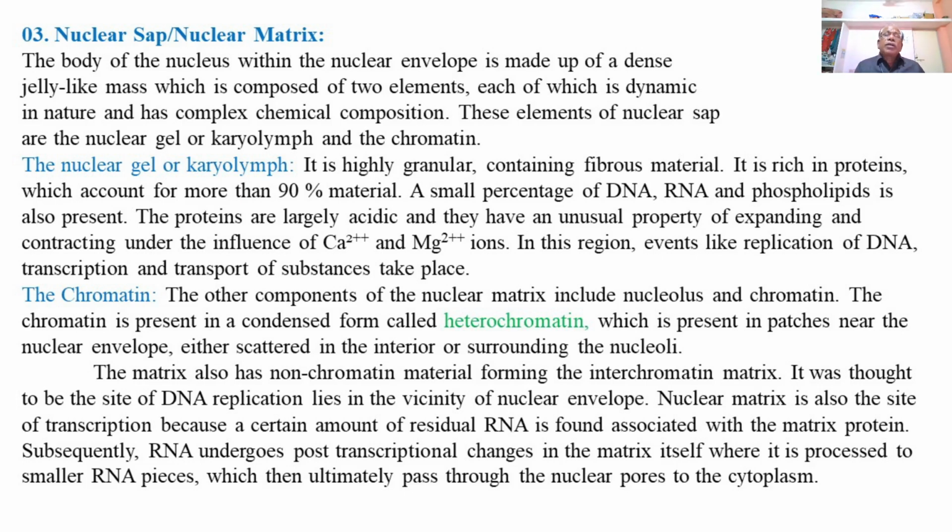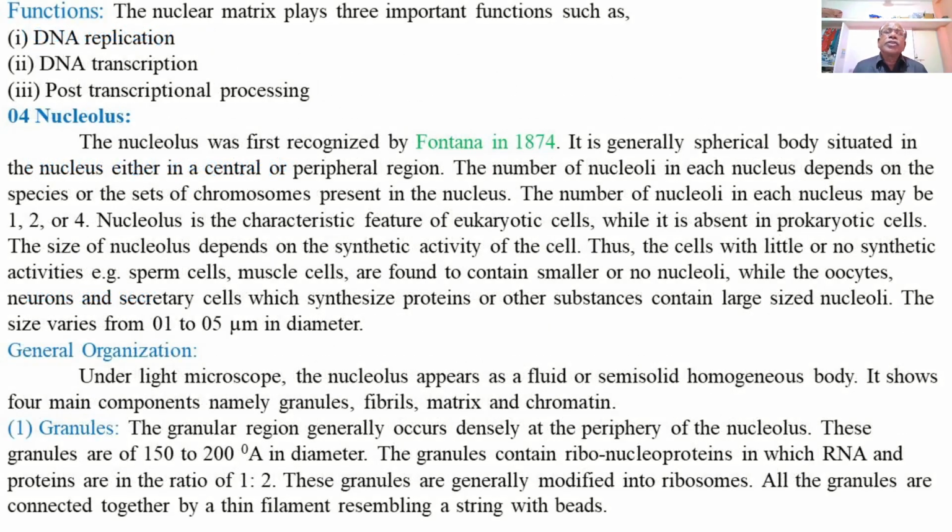So this is what we have about the nuclear sap or the nuclear matrix. Now we'll explain the functions of the nuclear sap or nuclear matrix. The nuclear matrix or the nucleoplasm plays three important functions: DNA replication, DNA transcription, and post-transcriptional processing. In short, first is DNA replication, or DNA duplication.